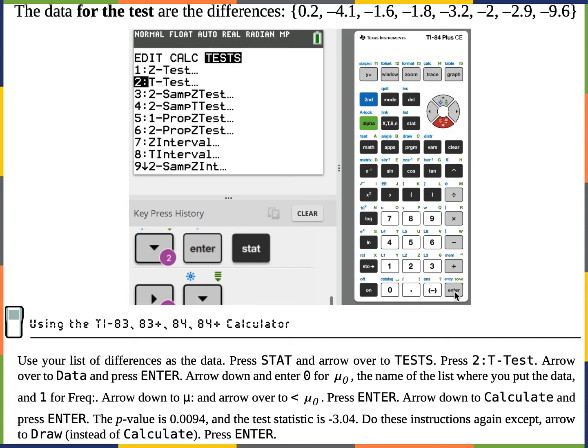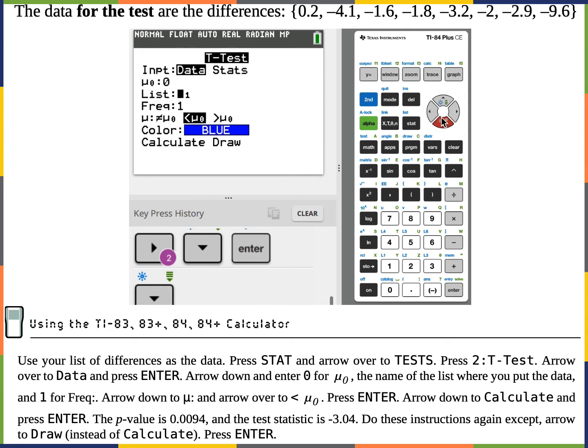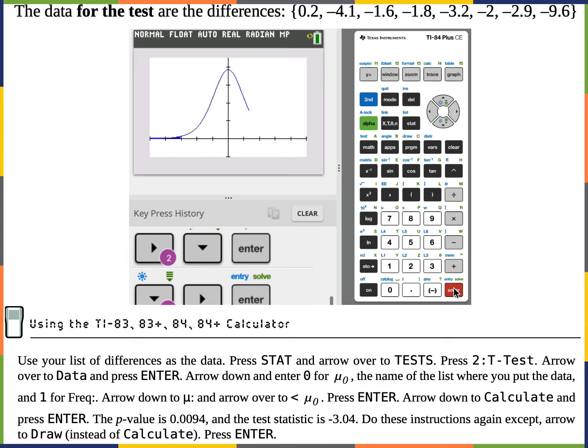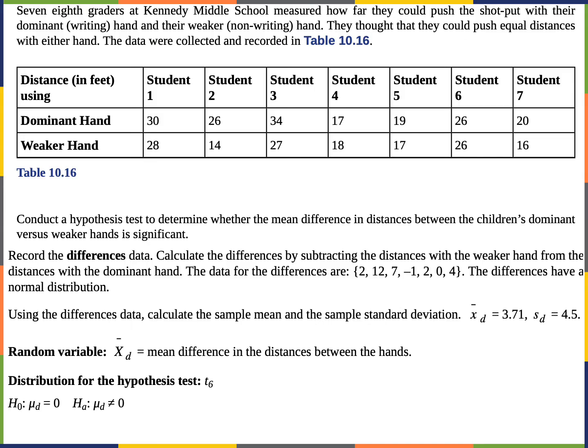Now, if we want to graph it, do the same thing, but instead of calculate, hit draw, and then you can see the graph. There it is, and it's really tiny. That's basically it for that. Because we have such a small t-score and a small p-value, we're going to reject the null and support the alternative hypothesis in the example we just did.